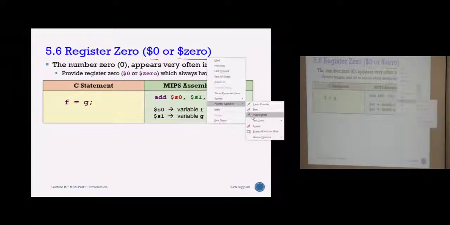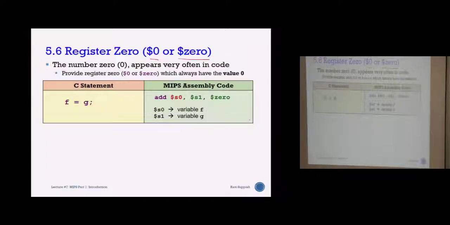Now, what is the purpose of this? For example, if I want to do an assign statement, f equals g, that means I take the value of g and put it into f. There is no actual copy instruction. So assuming g is inside S1, I add g with 0 and put it back inside f. A copy instruction does not exist, but you can add with 0 and put into another register. That is how you do a copy.